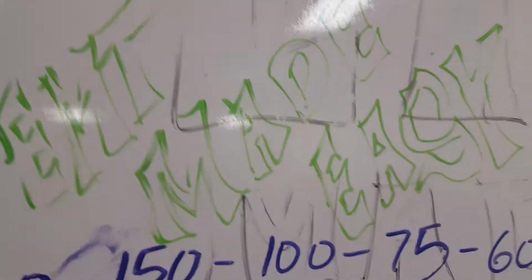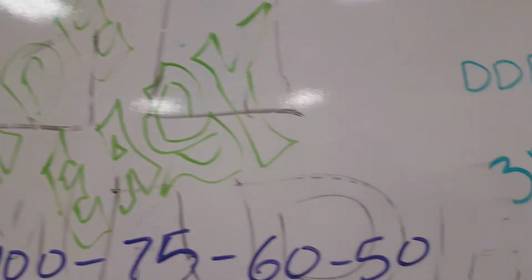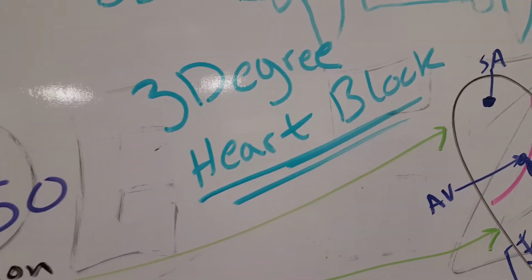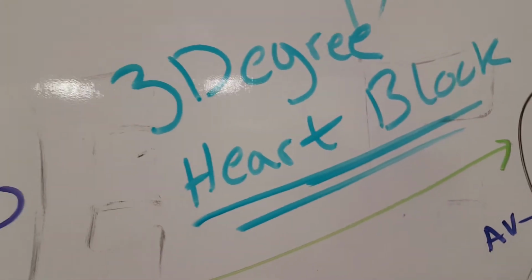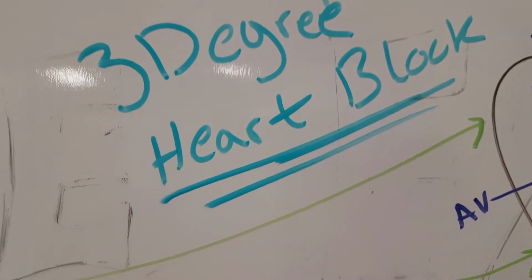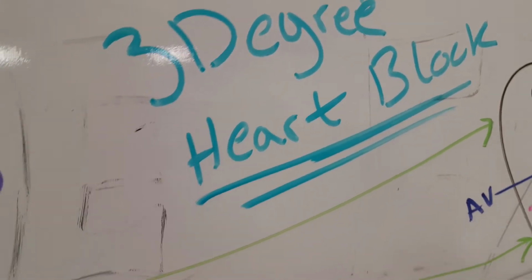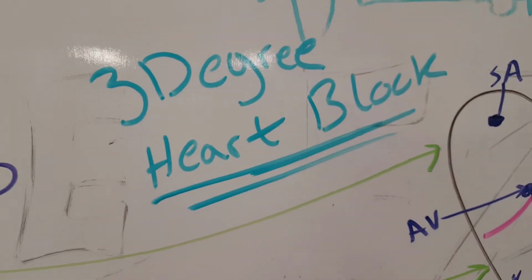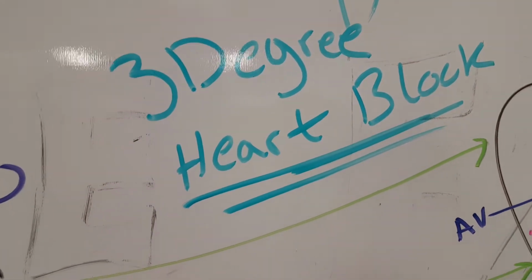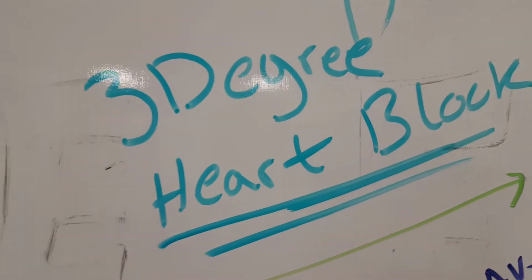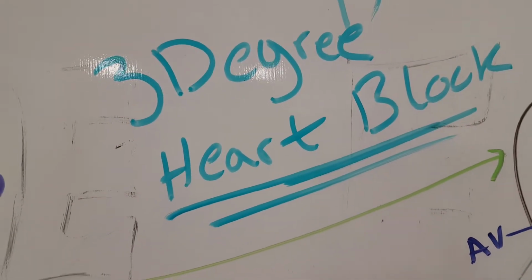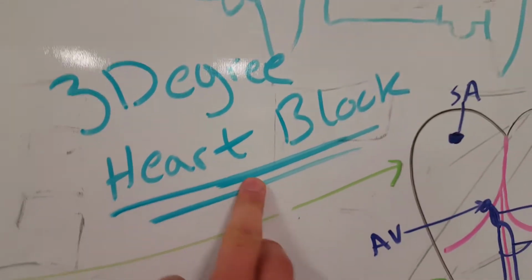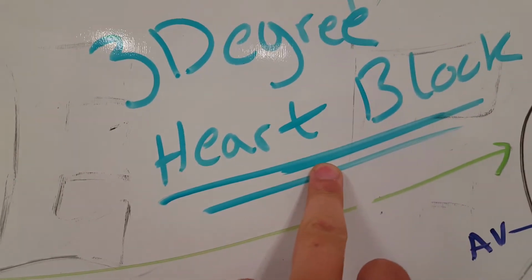How's it going, guys? In today's video I am going to try to make third degree heart blocks a little easier to understand. Now there are first degree, second degree, and then third degree, and within second degree you have subcategories. But I'm only going to talk about third degree heart blocks in this video. But before we get into that, when we talk about heart blocks, what exactly are we talking about here?